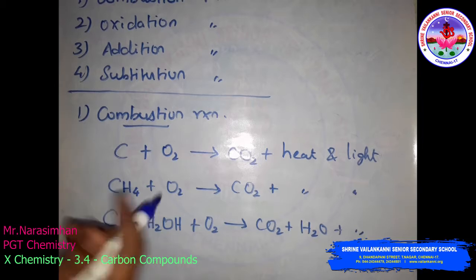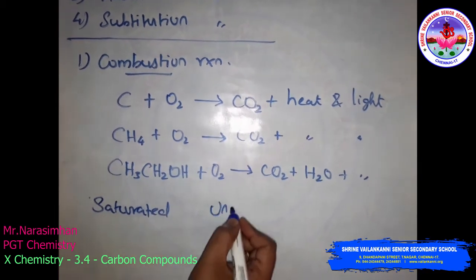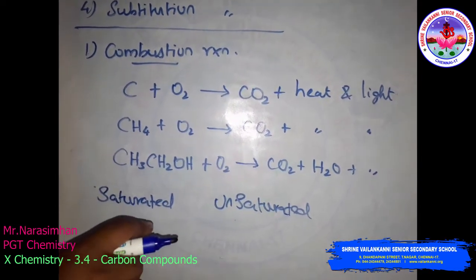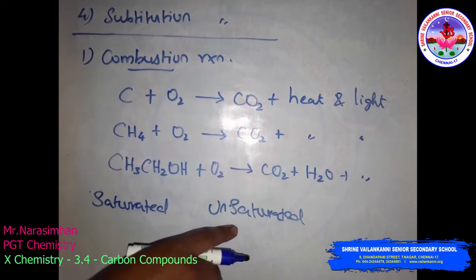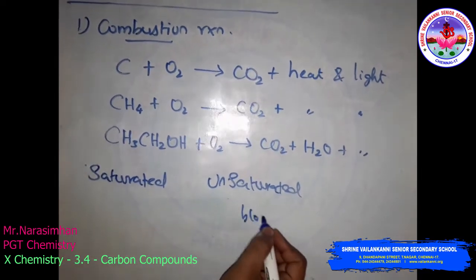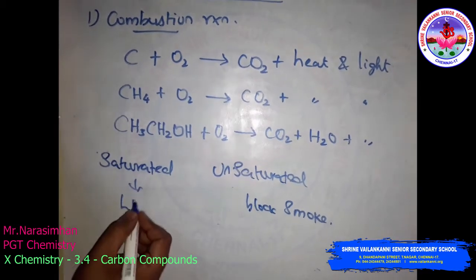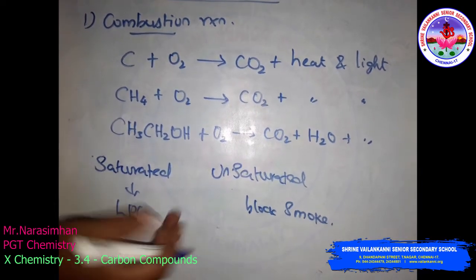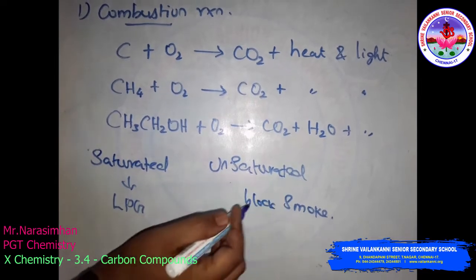Saturated and unsaturated hydrocarbons were already studied. Generally, saturated hydrocarbons give a clean flame, and unsaturated hydrocarbons give a yellow, sooty flame with a lot of black smoke. For example, saturated hydrocarbons like the LPG in a home cylinder give a bluish flame. An unsaturated example is a candle or burning wood, which gives black smoke.